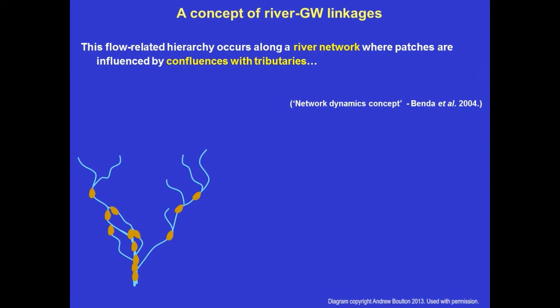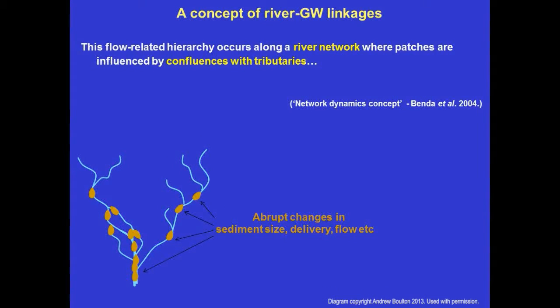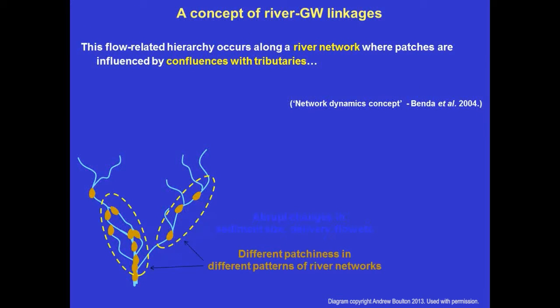Importantly, and I think this has been another big breakthrough from the work by Lee Benda, is that these hierarchies are arranged in a river network where the patches are influenced by the confluences with tributaries. Give you a little bit of background, when the river continuum concept came out, everyone had trouble explaining these pesky tributaries and the effect they had. Benda embraces them and says, no, these are actually really super important. And the reason they are is that, and it's no surprise to any of us, that when tributaries join the main channel, you'll have these abrupt changes in sediment delivery, sediment particle size, the flows and all the rest of it. And that a lot of these patterns will differ according to the arrangement of the network.